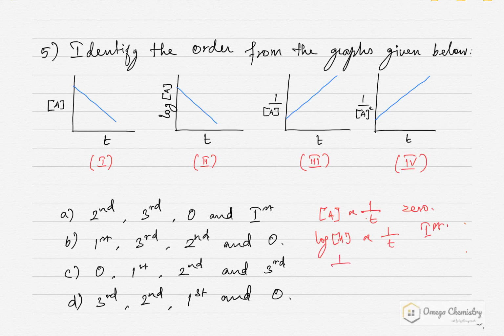whereas 1 by concentration of A will vary directly with time for a second order reaction, and the inverse of concentration square will vary directly with time for a third order reaction. So it is in the order zero, first, second and third, which means option C is the right answer.